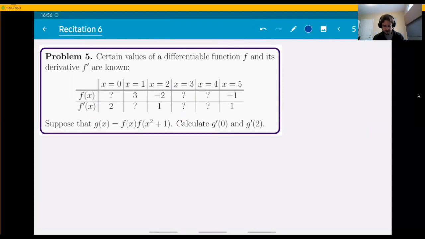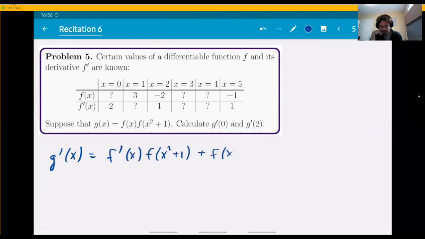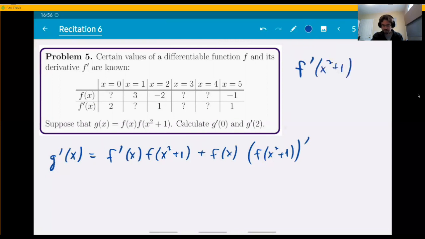So this is very similar. We need to find g prime first before we can calculate g prime at a specific number. Well, g is a product of two functions. So I'm going to go right away and apply the product rule. Like this. You see that when the derivative hits the second term, I'm not simply writing f prime of x squared plus 1. That's wrong for the second term here. The second term was f of x squared plus 1. The derivative hits that entire thing.